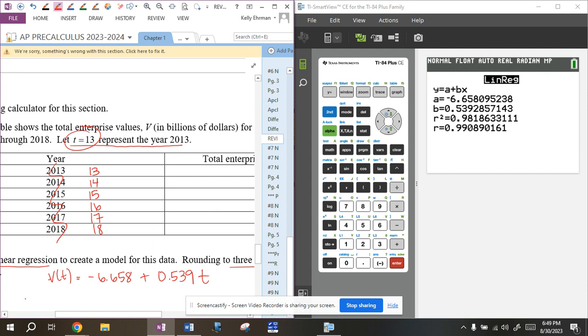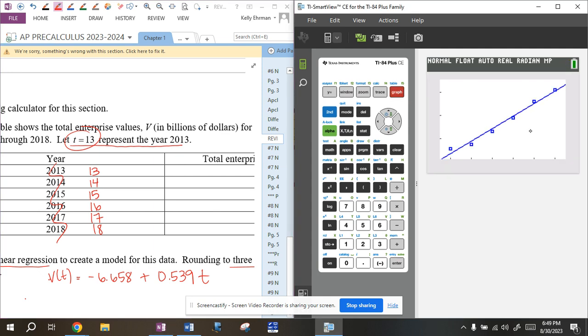Nothing asks about correlation. I won't ask you about correlation on Friday, but this is a high correlation, which means it's a pretty strong model. If you want to look at the graph, that line has the points fitting pretty close to it, right? Some above, some below. They're all pretty close. We don't have any points way out here.